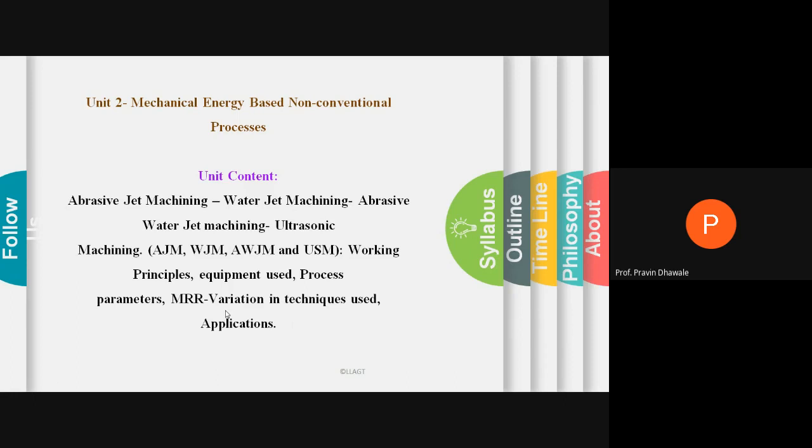Are you getting the second chapter? In the second chapter, you have to study all types of mechanical energy based systems: abrasive jet, water jet, abrasive water jet, and ultrasonic machining. All these four types you have to study in detail: construction, working, equipment, process parameters, material removal rate, application, advantages, and disadvantages.